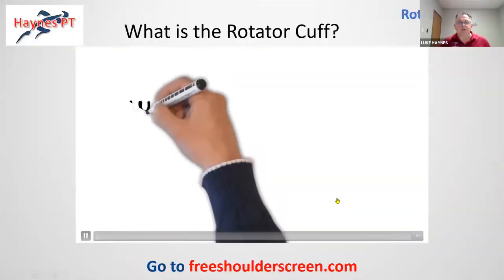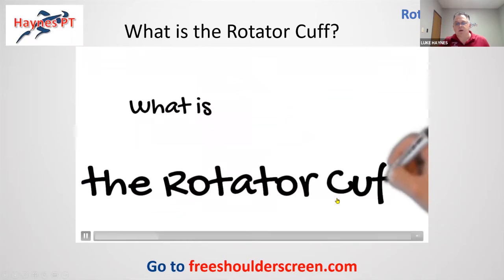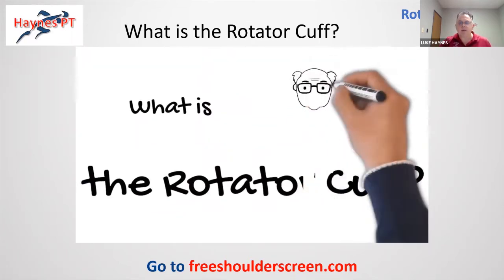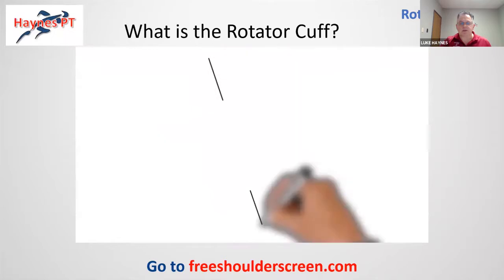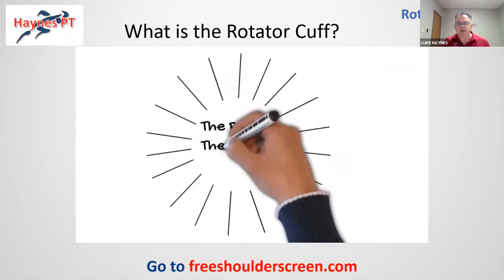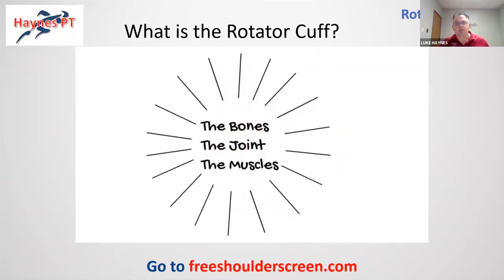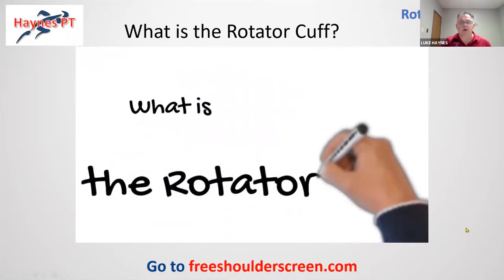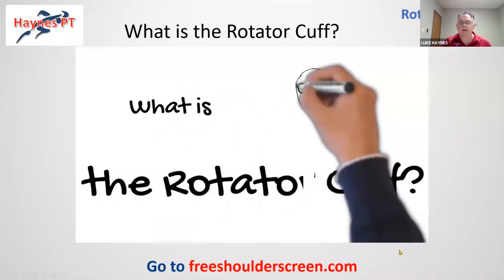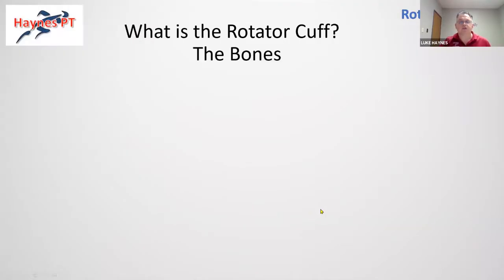So the first question is, what is the rotator cuff? The rotator cuff is a complex joint in the body. There are several things that comprise the rotator cuff or the shoulder itself. So we're talking about the bones, the joint itself, and then the muscles. Forgive me for my delay in working my technology here. So we mentioned the bones. Let's talk about the bones and what actually makes up the architecture or the structure of the rotator cuff itself.